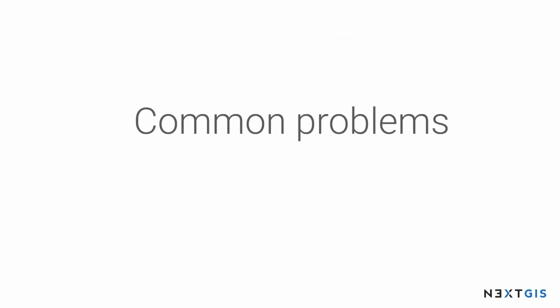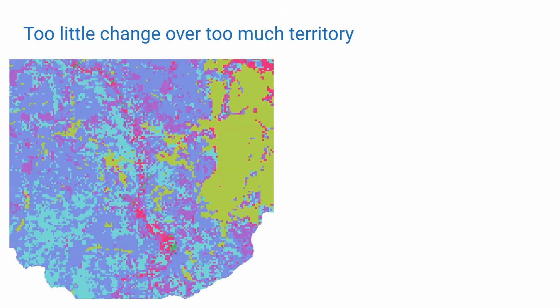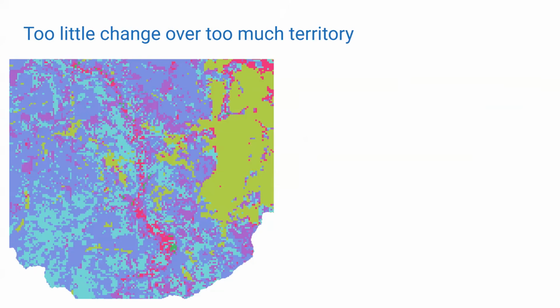And the last topic for today, common mistakes people have with MOLUSCE. The most popular problem I see is when people try to use MOLUSCE for cases when they have too little change over too much territory. Imagine you have large land cover maps, for example, 5,000 by 5,000 pixels. And I zoom in the first map and the same place for the second map. Having 25 million pixels in the whole land cover map, we have only a couple hundred pixels where something changed.